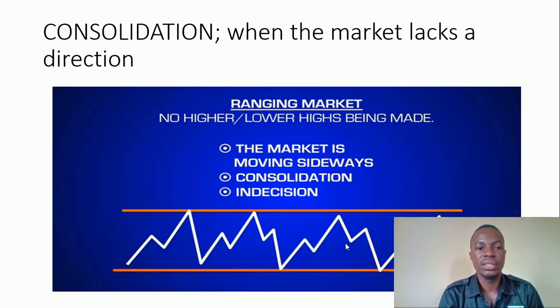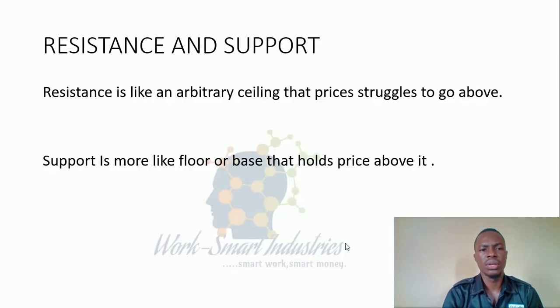So consolidation is when a market lacks direction. So that's it about trend. What it is to be in an uptrend, a downtrend, and what the market is doing when it is not trending, which is consolidation. So we'll go on to resistance and support. Now, what is support and resistance?